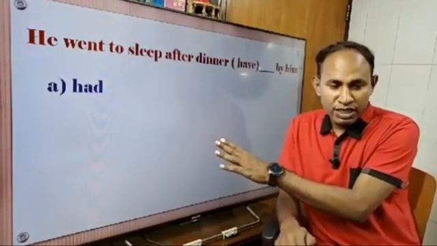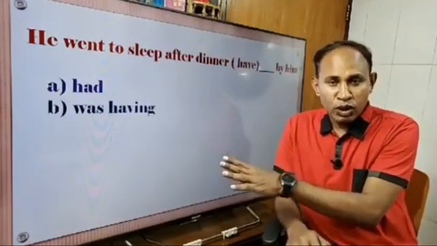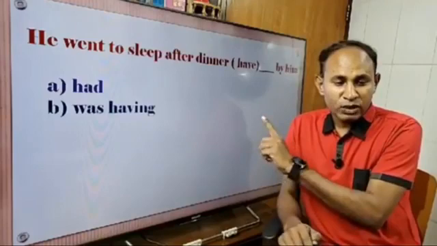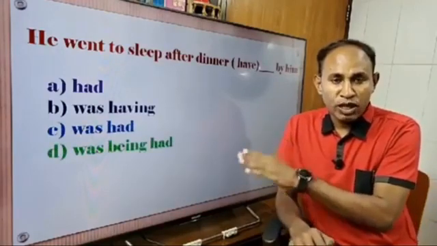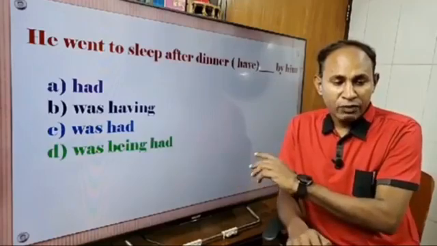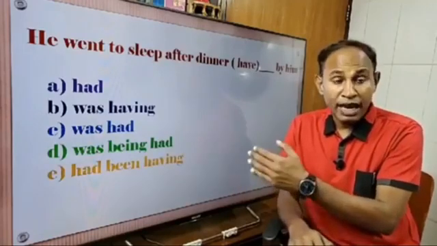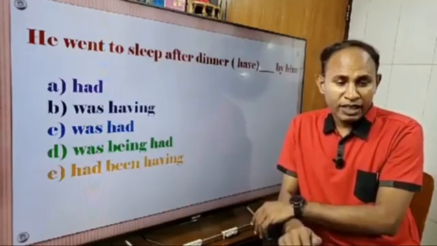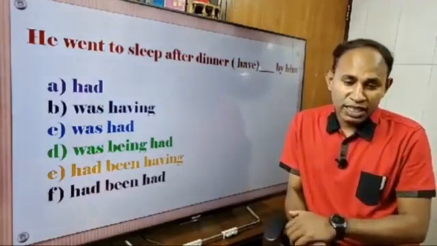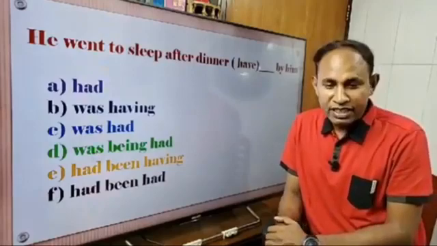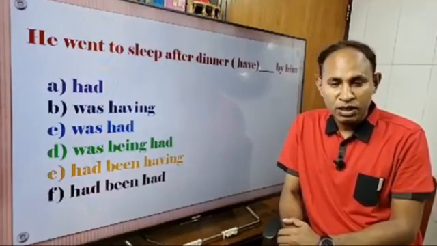So the first one is had, second one is was having, and the third one here you see was had, and the fourth one is was being had, and the fifth one is has been had been having, and the next one here you see had been had. So which one is the correct answer? There is a right answer and one answer is correct. So which one is that?